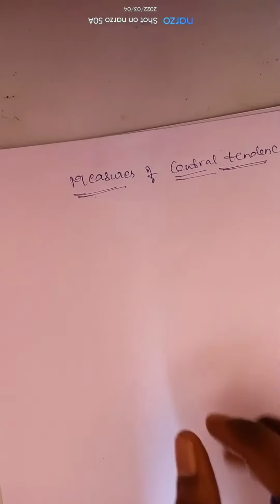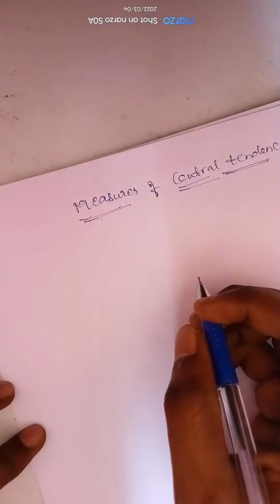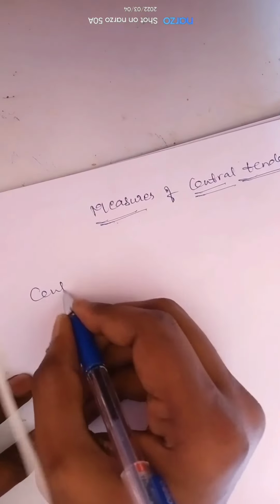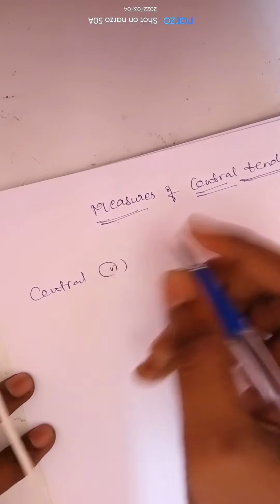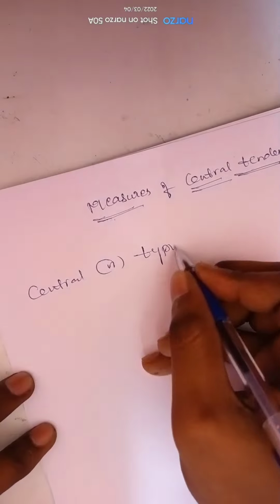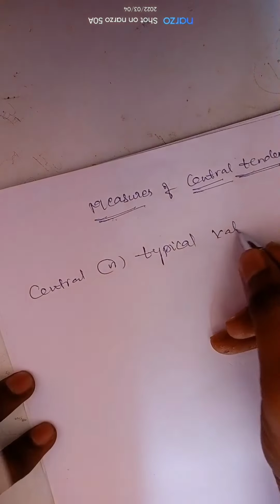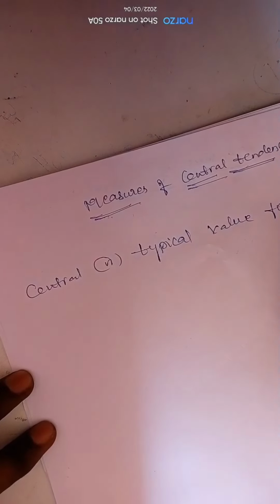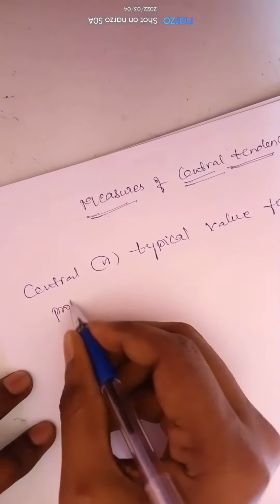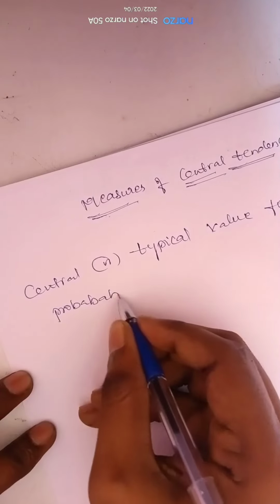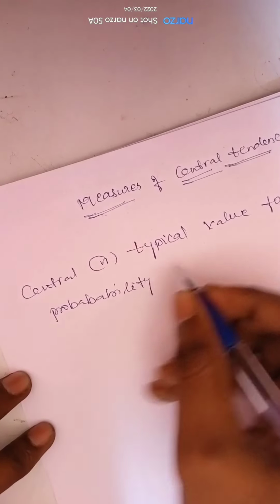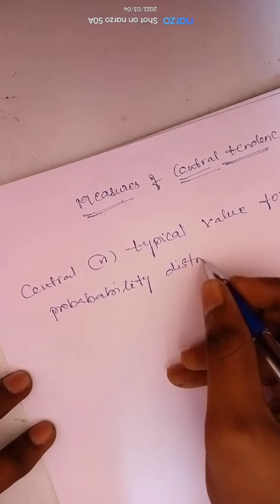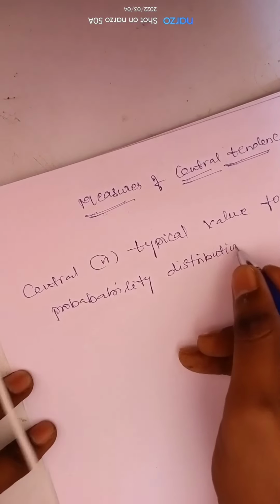In statistics, a measure of central tendency is a central or typical value for the probability distribution.